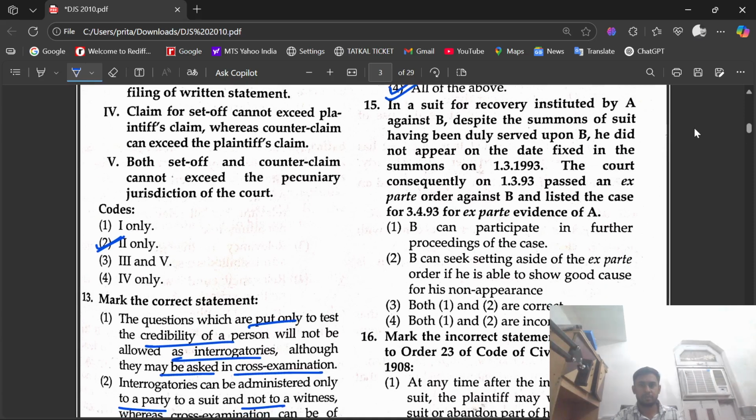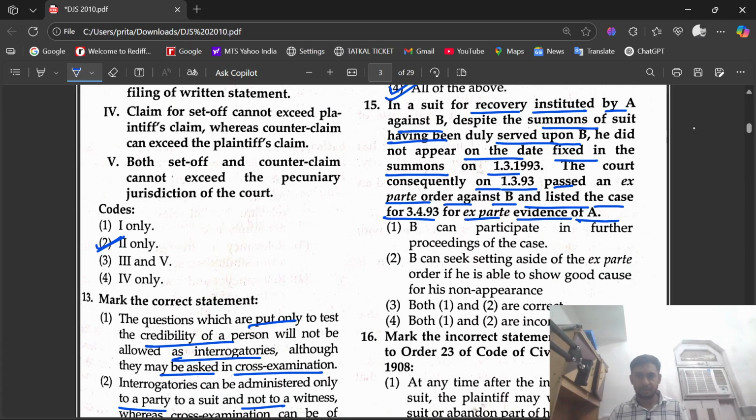Question 15. In a suit for recovery instituted by A against B, despite the summons of suit having been duly served upon B, he did not appear on the date fixed in the summons on 1st of March 1993. The court consequently on 1st March 1993 passed an ex parte order against B and listed the case for 3rd April 1993 for ex parte evidence of A. B can participate in further proceeding of the case. B can seek setting aside of ex parte order if he is able to show good cause for his non-appearance. Third, both first and second are correct.